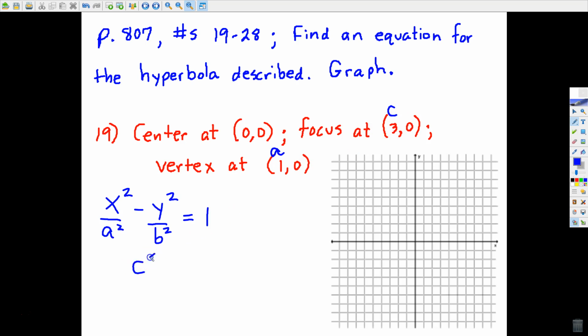And remember, we're going to use the Pythagorean Theorem to find missing pieces. In this case, we're trying to find b squared. Well, c squared is 9, a squared is 1, and I'm going to solve this equation for b squared, and obviously I get b squared is 8. And so now I've got the equation. It says, first of all, find the equation. A squared is 1, so technically I don't need denominator 1, but I'll go ahead and put it. And b squared is 8.